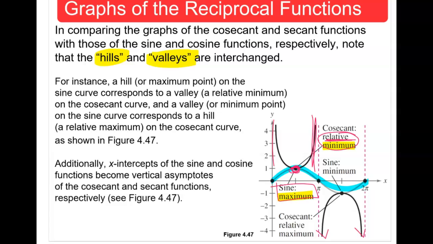We could only find a relative minimum. So similarly, if your sine function has a minimum, remember the sine function is highlighted in blue, that will be the sine minimum. So it will also be the cosecant relative maximum. So that's another thing that is important.